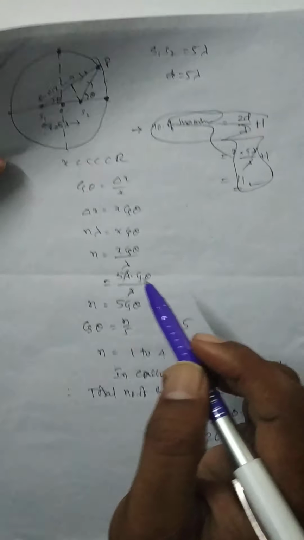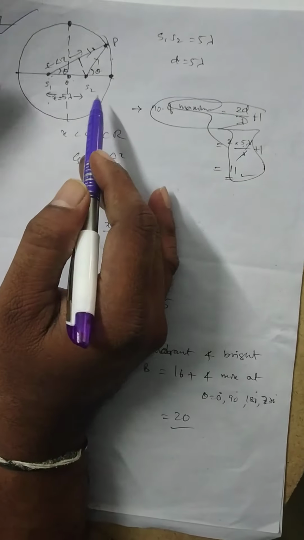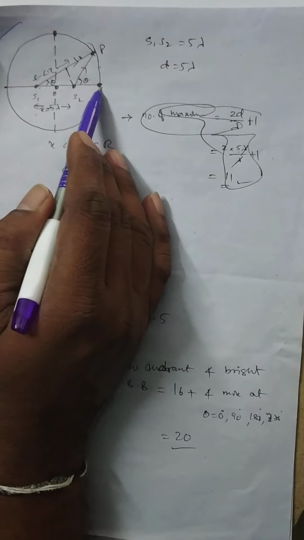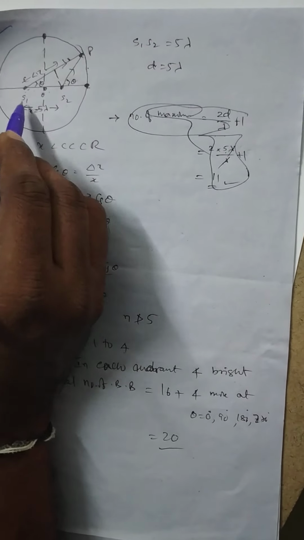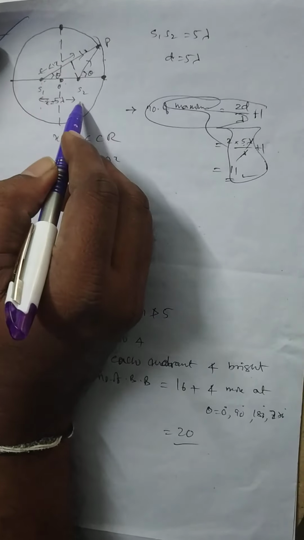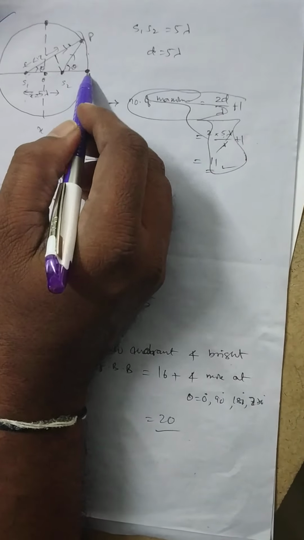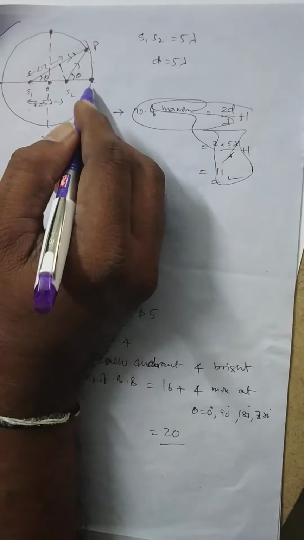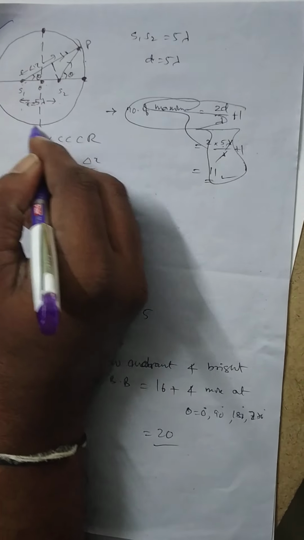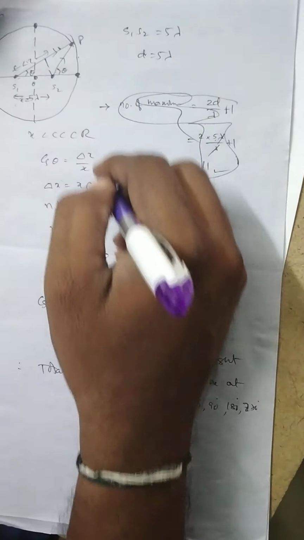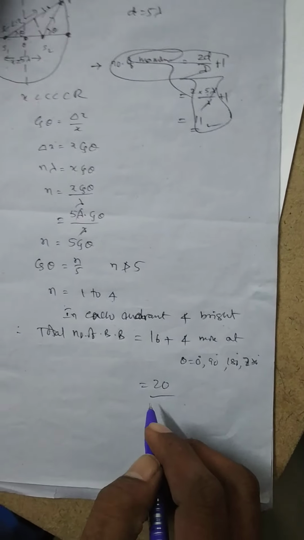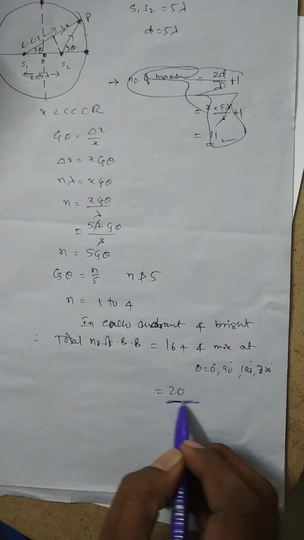So in the previous class, there was an example. I will explain this example. S1 and S2 are the two slits separated by a distance of 5 lambda, lying on the horizontal diameter of a circle. Find the number of maxima present on the total circular path. So this is the total process, and the total number of maxima will be explained as 20.